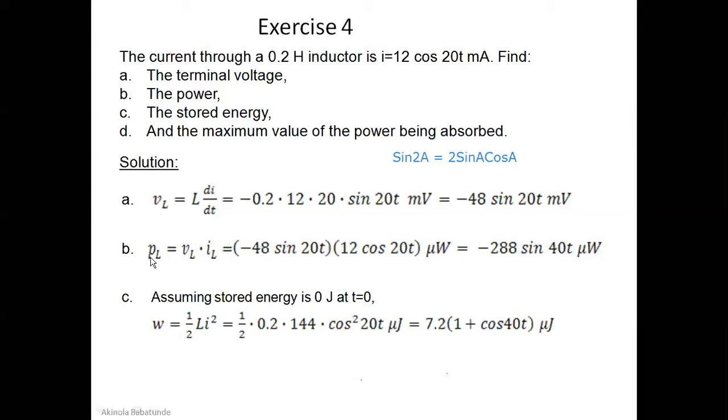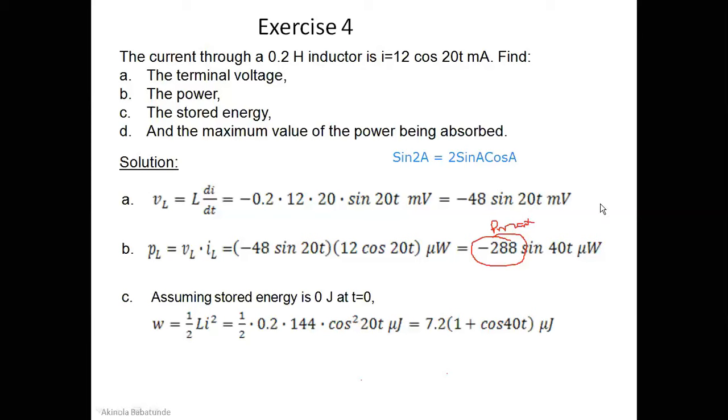What you will find here is we have p_L equals this, and don't forget our notation is that whatever you have here represents your peak value. This is our P max here. So the maximum value here is going to be 288. And this negative sign tells us the side of the graph that this power is on. So this 288 is going to represent our P max, by the way.